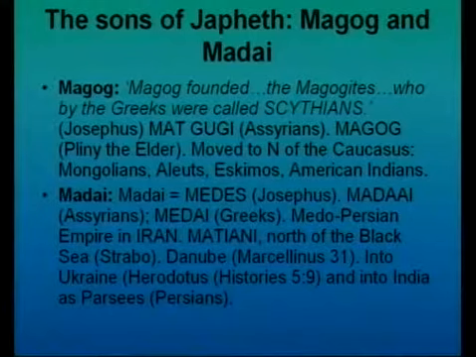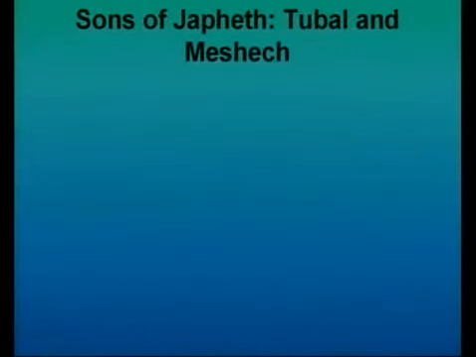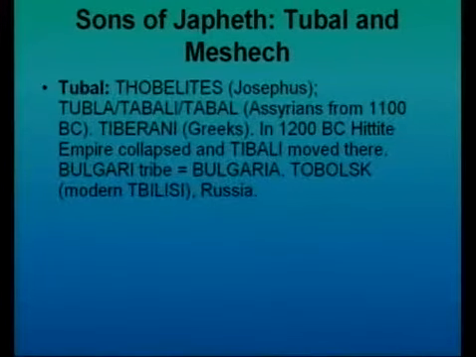Now, the Madai were known as the Medes in the ancient world. The Assyrians actually called them the Madai, and the Greeks called them Medai. And you've probably heard of the famous Medo-Persian Empire in Iran. They settled all around that part, but they also moved up into the Ukraine and partially also into India, known as Persians. Other sons of Japheth: Tubal and Meshech.